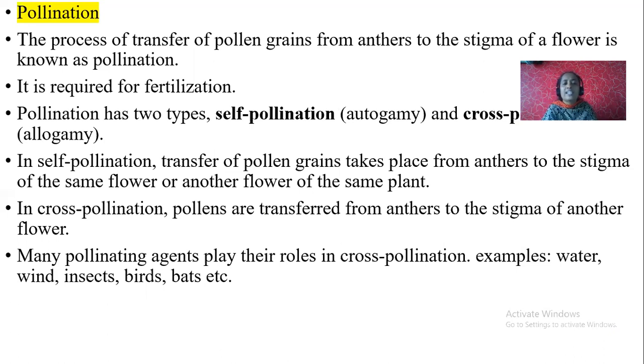Many pollinating agents play their roles in cross-pollination. Example, water, wind, insects, birds, bats. So, if pollination takes place through water, then it is called water pollination, then wind pollination, and insect pollination. Next, birds as well as bats as well.